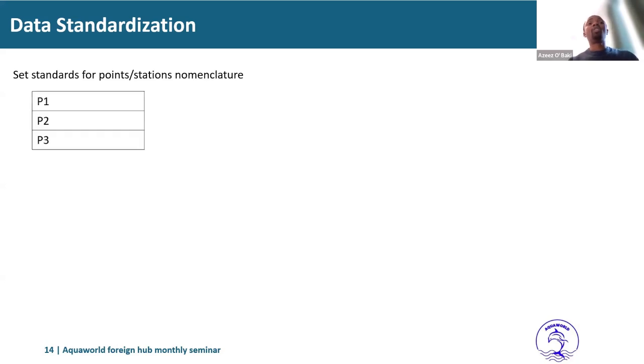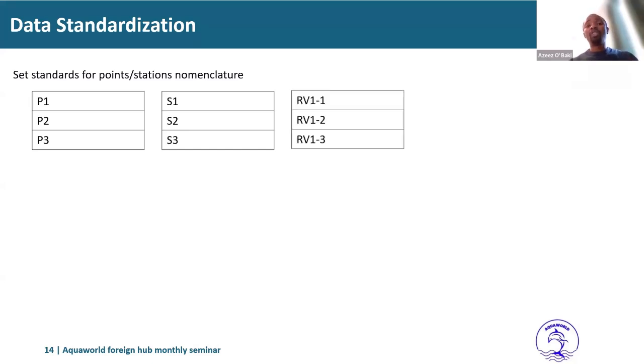So the first thing is to set a standard for points or station nomenclature. That is, you have different stations that you are measuring. You may use point one, point two, three, and the rest, or you might use S1, S2 to stand for stations. If you have several stations, you may just use S to represent them, or perhaps if you are measuring from different rivers, you have a point in river one, you have river one again, another point in the same river.